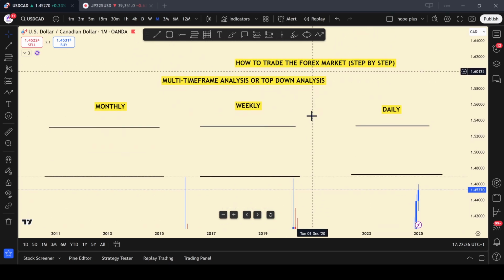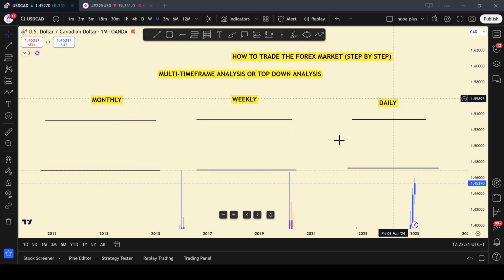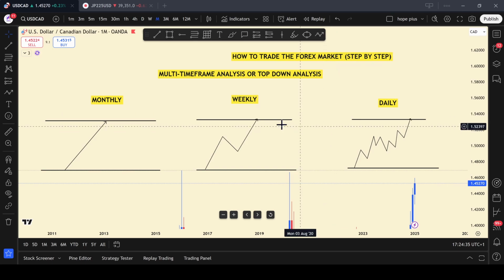Now, I have this particular explanation here on monthly, weekly, daily. So let us look at the multi-time frame in a nutshell. I will go to the chart to show you how you do that on the chart. But first of all, you have to understand the anatomy of the market. How does the market move? So we have this monthly, weekly, and daily.